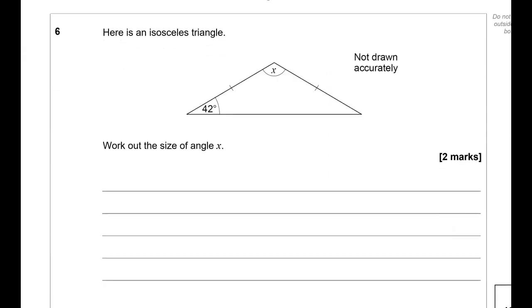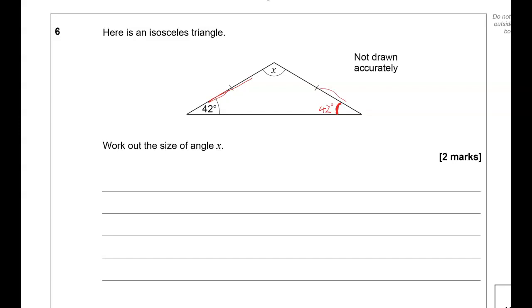Here is an isosceles triangle. Work out the size of angle X. So isosceles means that the triangle has 2 equal sides, which also means 2 equal angles here. And that means that this angle is 42. These 2 little lines tell us that these sides are of the same length. So we've got 42 and 42.